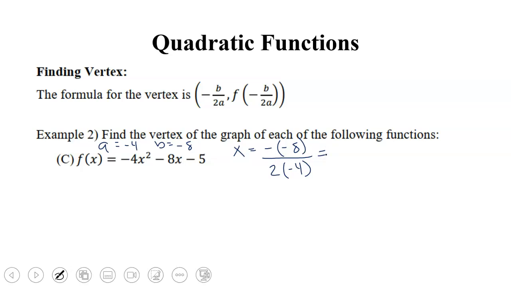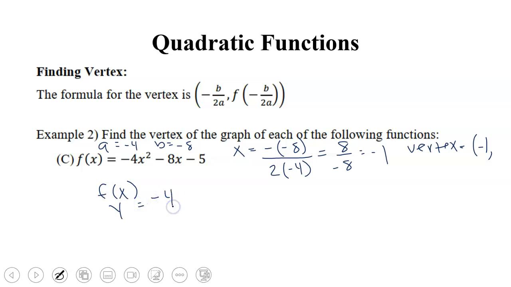All right, 2 negatives make a +8 at the top, and then 2 times -4 is -8. So my X is -1. So for my vertex, X is -1. Now, use your -1 and go back to the original equation and plug in X for -1, because that will give us the Y.